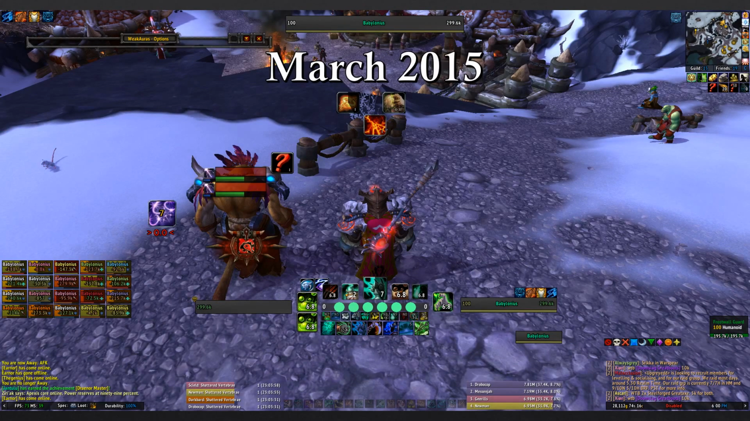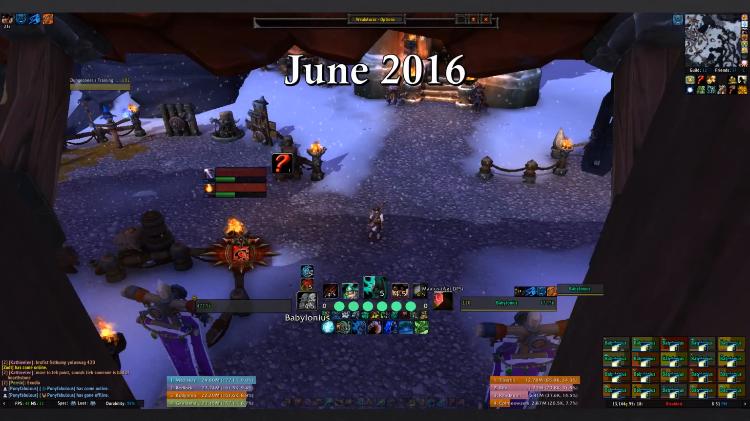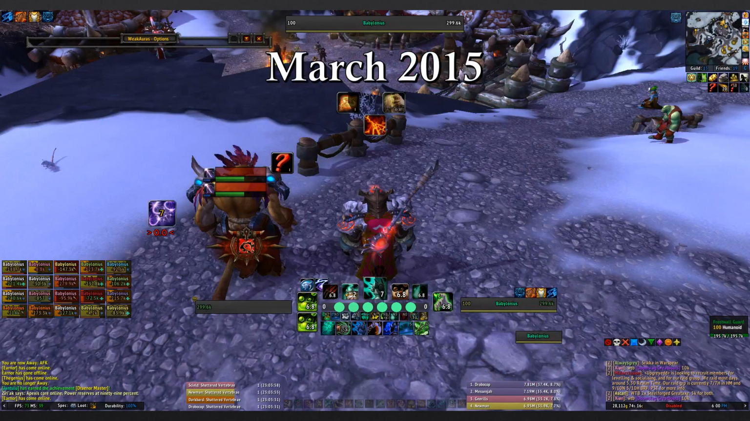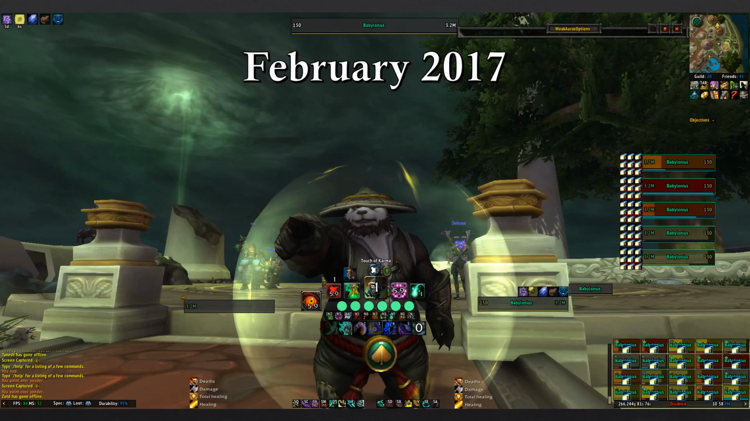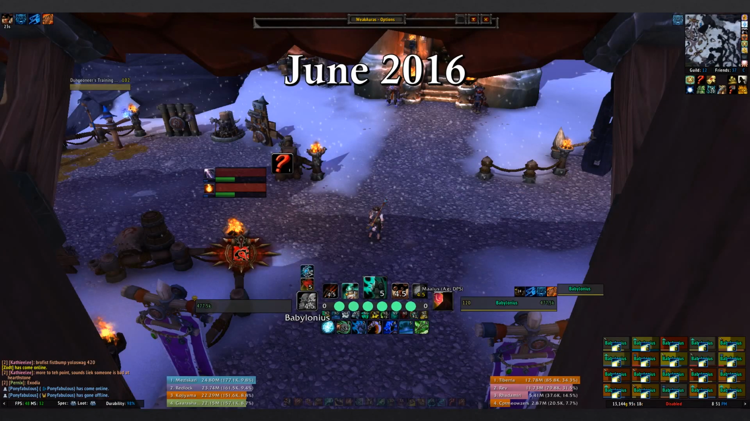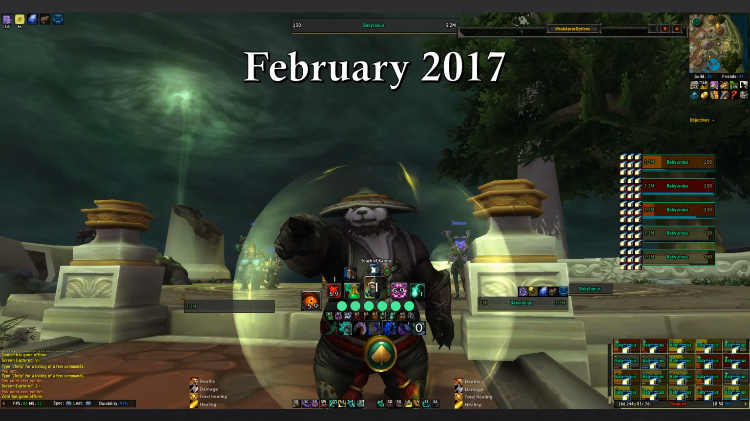Apparently I took this picture while spec'ing Mistweaver for some reason. I didn't spend a lot of time as Mistweaver, but there you go. So this is March 2015. June 2016, as you can see, really not a huge difference. I moved the raid frames over. And then this was just the other day, February 2017. So you can see not a ton of difference between one or the other. Just a couple things, I guess, taken out.